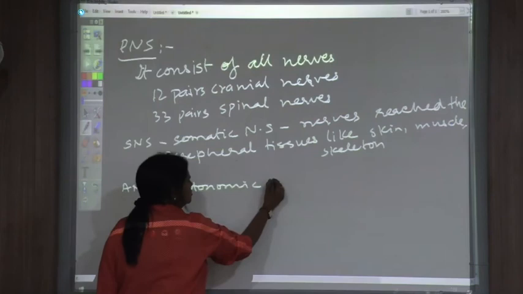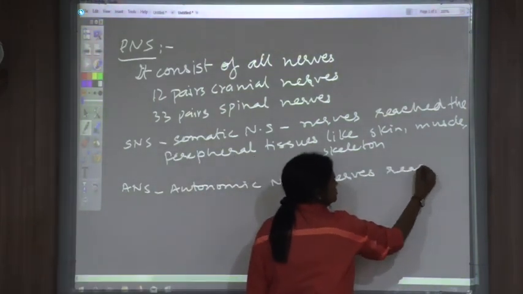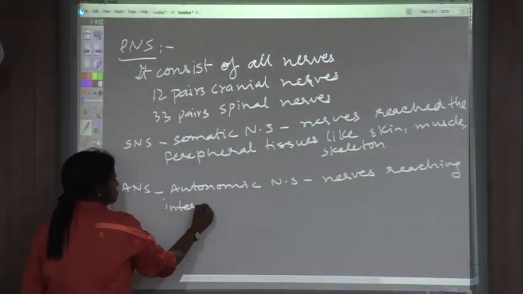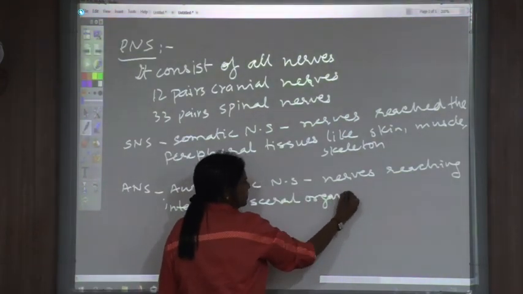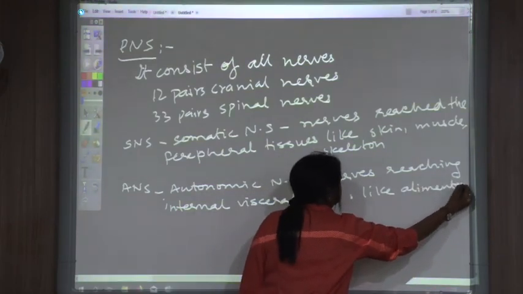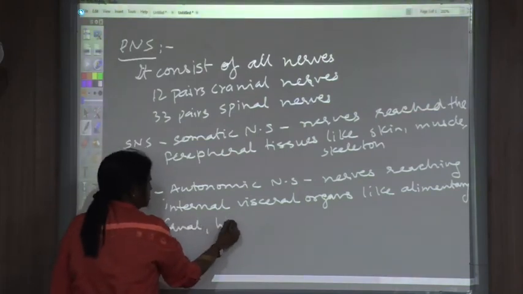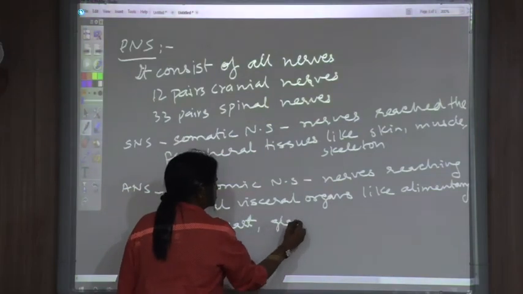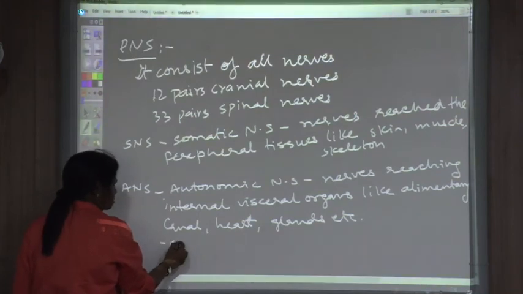And then we have the autonomic nervous system. Autonomic nervous system means the nerves, there will be involuntary control, and this time these nerves, the cranial and the spinal nerves, they will be innervating the inner tissues. The inner tissues could be your alimentary canal, your glands, and the soft organs, visceral organs, like the urinary bladder, intestine, stomach, even the heart.